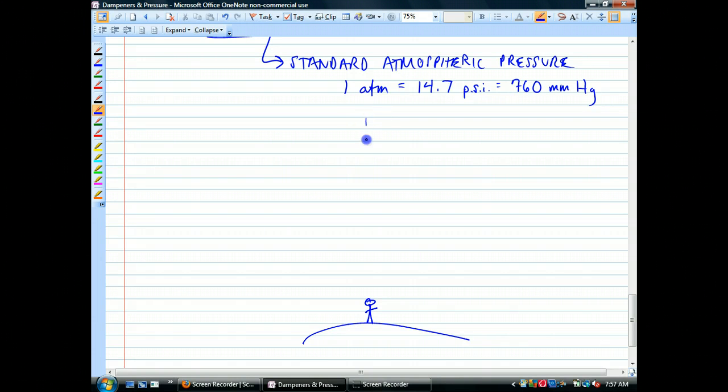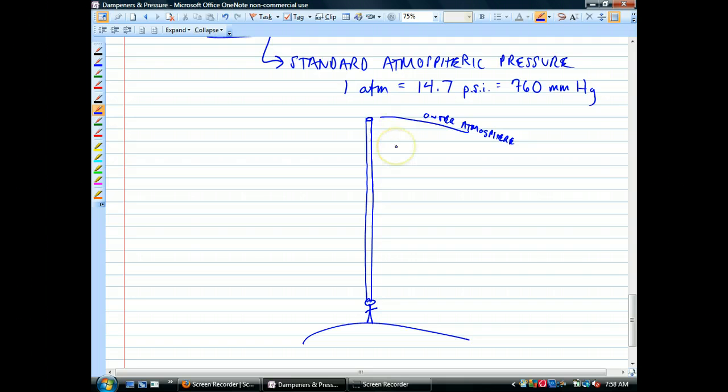All right, so basically, here's the atmosphere on top of you. Picture it like this. There is a huge column of air right now pushing down on you that goes from the top of your head all the way to the outer atmosphere. The atmosphere is just a blanket of gases that's around the Earth. The Earth is shrouded in this kind of blanket of gases.